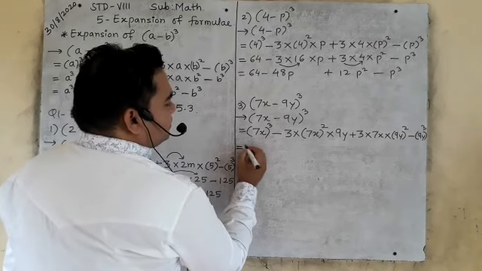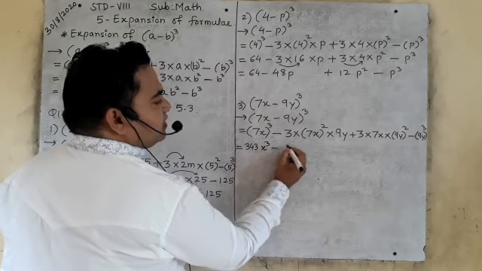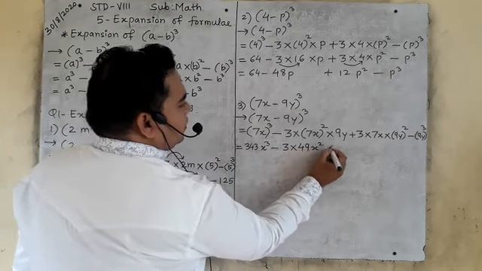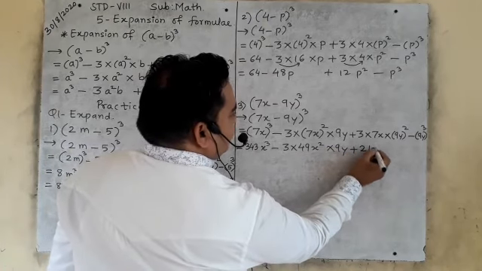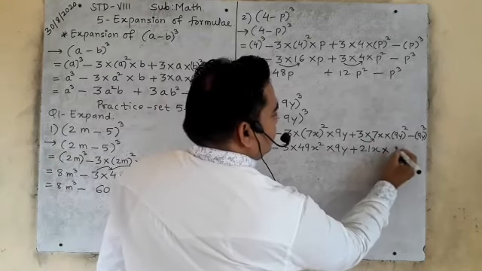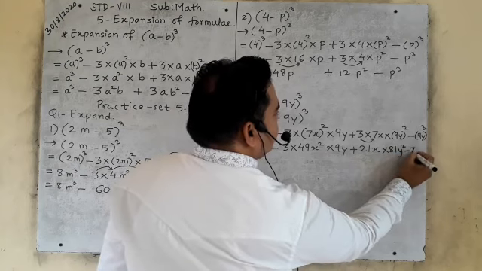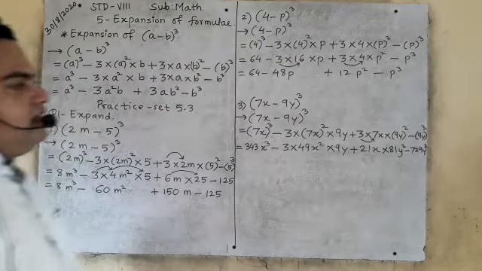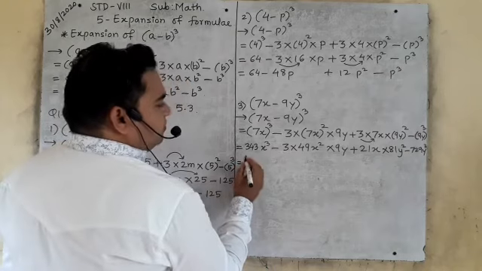Now what is the cube of 7? 343 x cube minus 3 7 square 49 x square multiplied by 9y plus 3 7s are 21x, 3 7s are 21x multiplied by 9 square 81 y square, 9 cube is 729 y cube. Is it clear? 729 y cube. Okay. Now see how to solve.